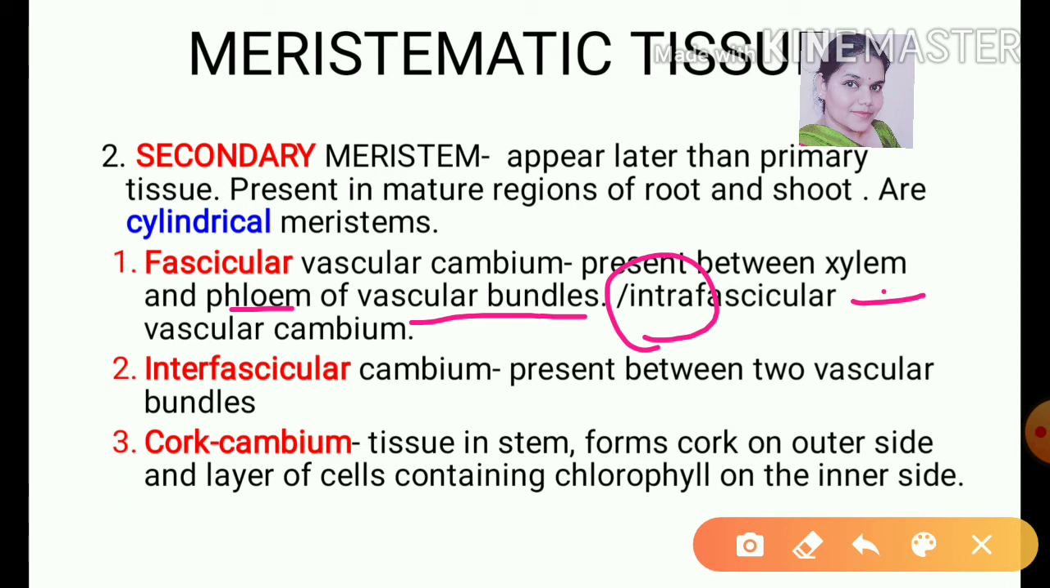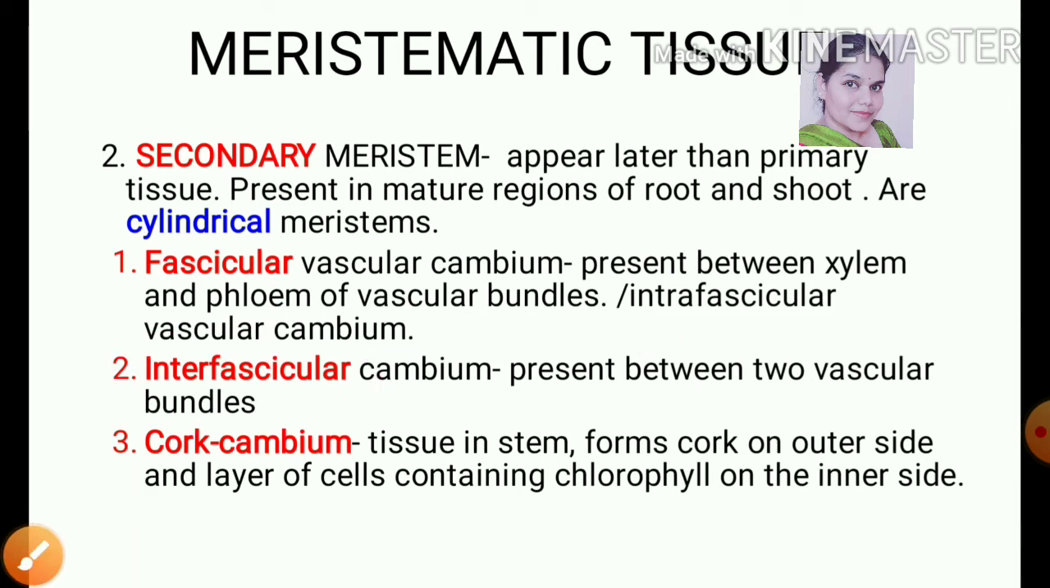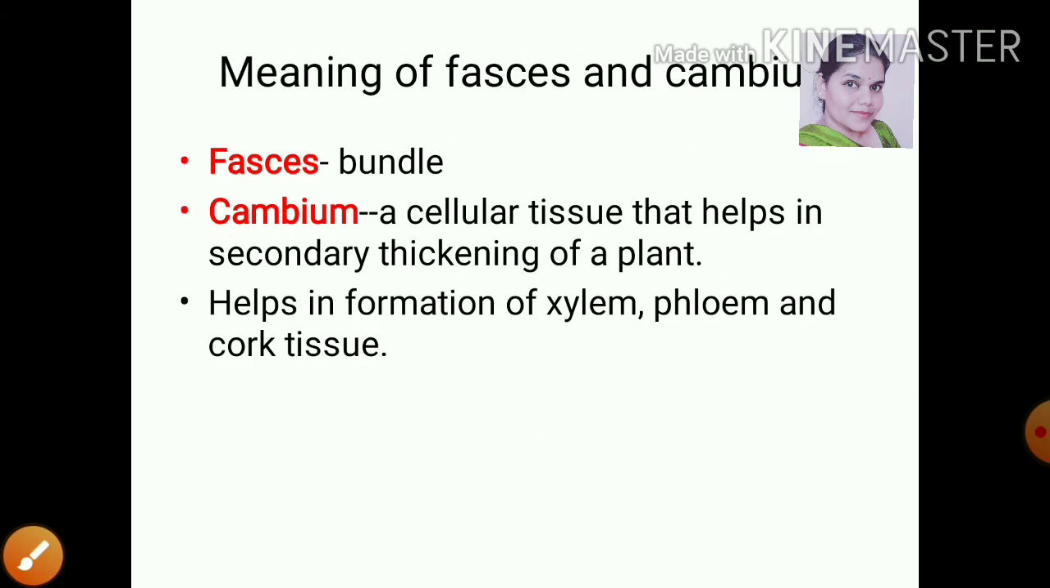The next one is interfascicular cambium. Now inter is opposite to intra. Intra means within, so inter means in between. In between what? In between fascicles, meaning vascular bundles. Interfascicular cambium is present in between vascular bundles, between two vascular bundles. Let us see with the help of an image.